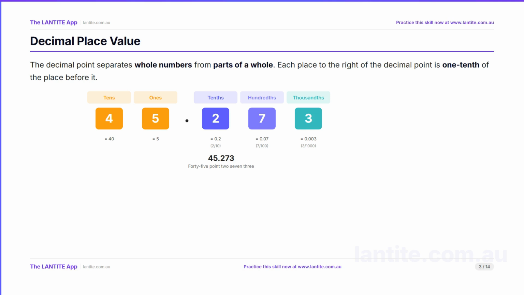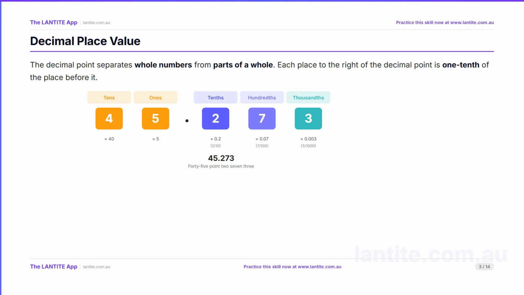Let's start with decimal place value. The decimal point separates whole number parts from fractional parts. To the left of the decimal point, we have ones, tens, hundreds, and so on. To the right, we have tenths, hundredths, and thousandths. Each place to the right is 1/10 of the previous place. So, just as hundreds are 10 times tens, tenths are 10 times hundredths.